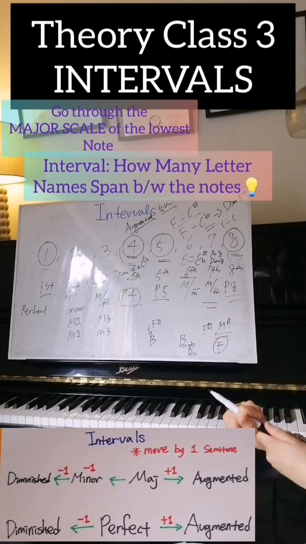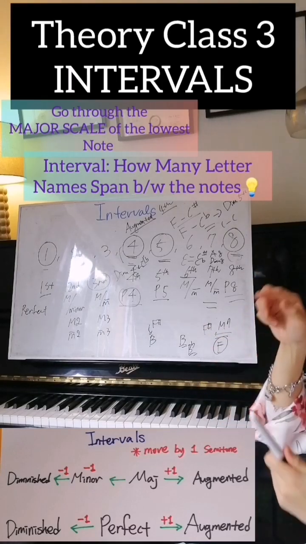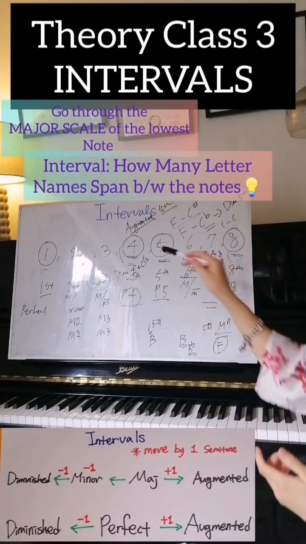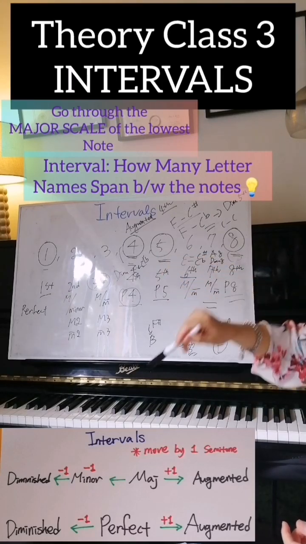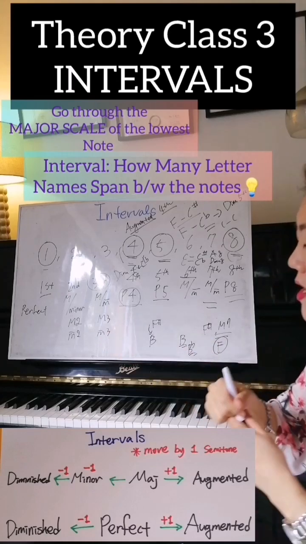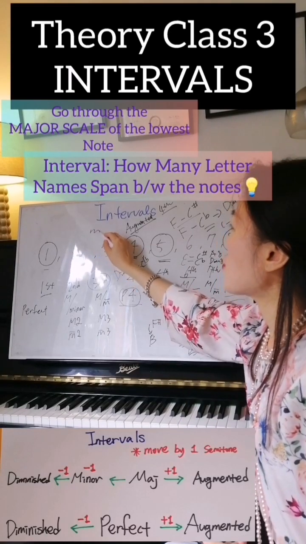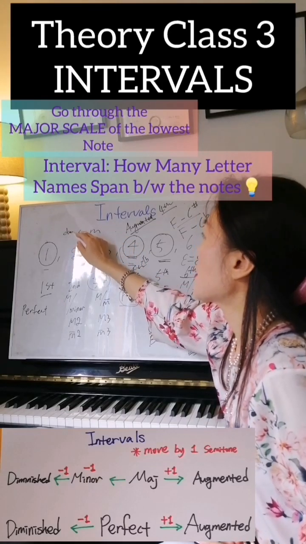So remember that when you're trying to raise the note by one semitone from perfect, it becomes augmented. We use the term augmented. If you're trying to lower the note by one semitone from perfect, we use the term diminished. Same thing here. So for example, from minor, you're trying to lower the note by one semitone, it becomes diminished.